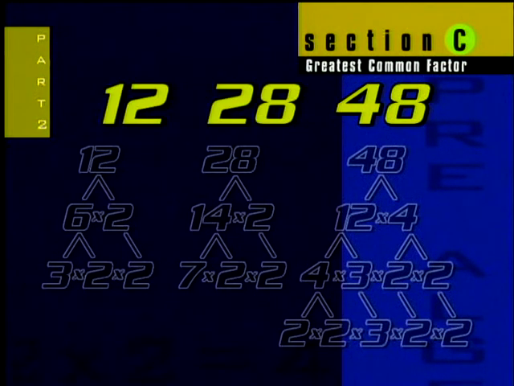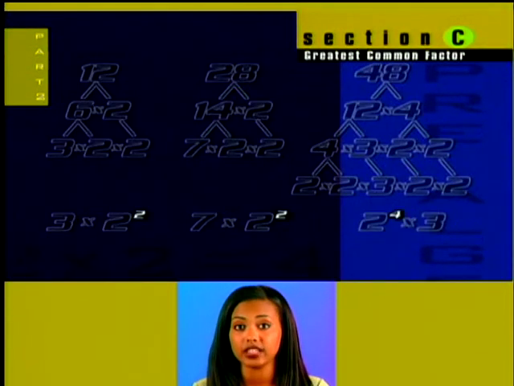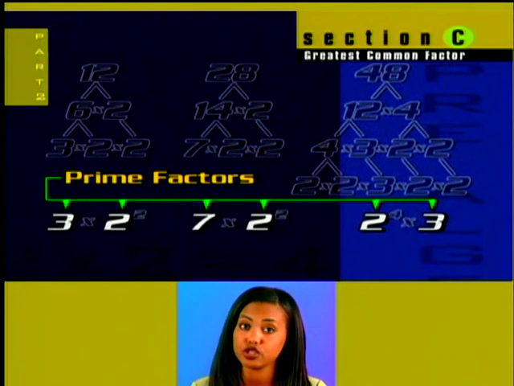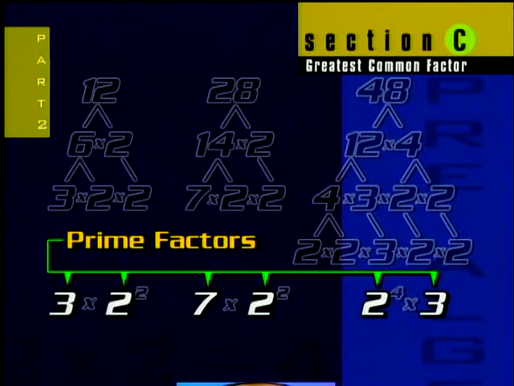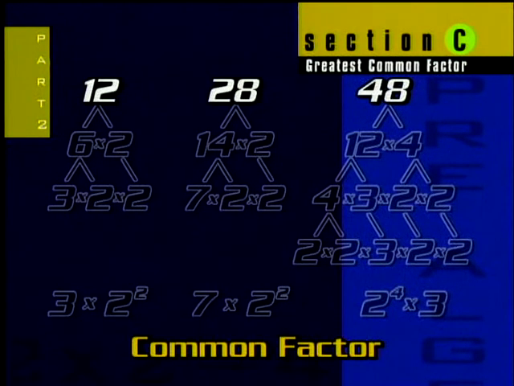Now let's figure out the GCF. After we get the prime factorization, we've got to look at the numbers and their exponents and figure out which will be a part of the GCF. Any prime factor we choose for our GCF must be a factor of all 3 of the original numbers because that's what makes it a common factor.